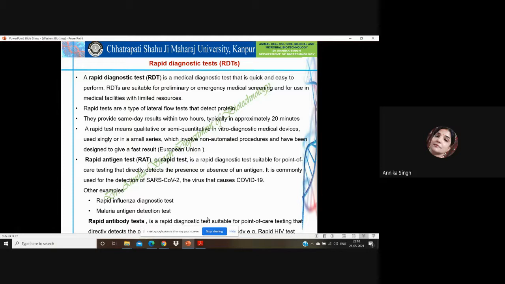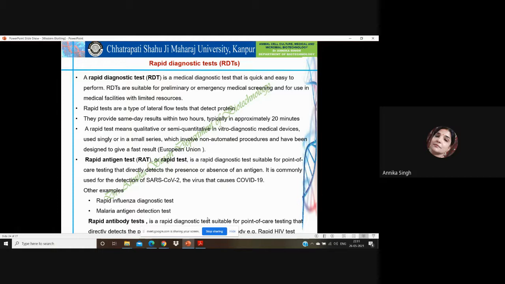and for use in medical facilities with limited resources, as you can see nowadays for the detection of COVID-19 antigen. That is known as the rapid antigen test, or simply the rapid test. According to the European Union, a rapid test means qualitative or semi-quantitative in vitro diagnostic medical devices used singly or in a small series, which involve non-automated procedures and have been designed to give a fast result.